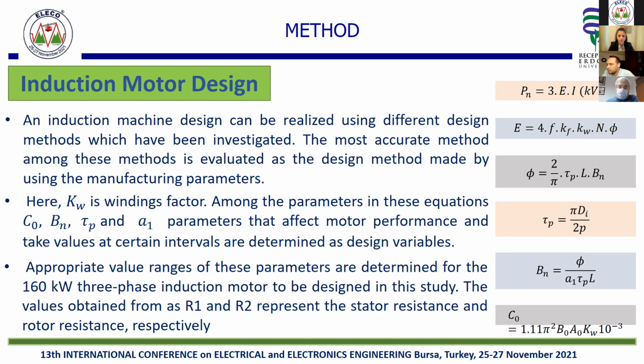The values obtained, R1 and R2, represent the stator resistance and rotor resistance, respectively. These resistance values affect the power expansion you see in equation 1. This effect is important to obtain optimum parameters in motor design.